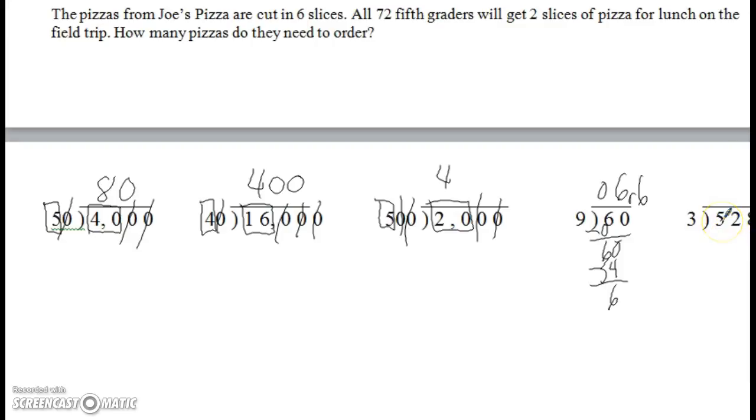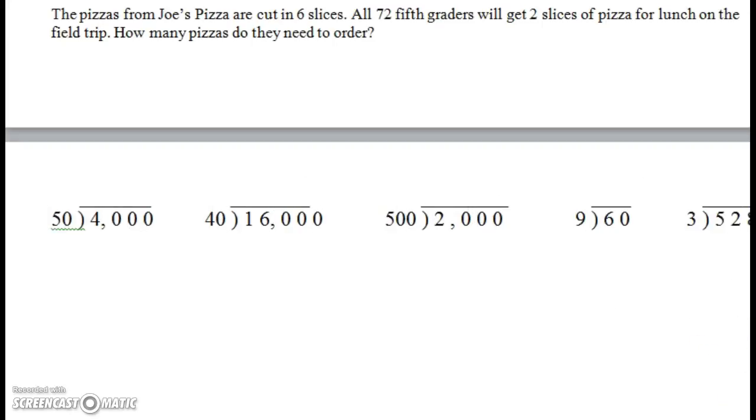We've got 528 divided by 3. It goes in 1 time. We've got 22. It goes 7 times. 21. Got a 1 when I subtract. Bring this 8 down. How many 3's in 18? 6. No remainder. So my answer there is just going to be 176.